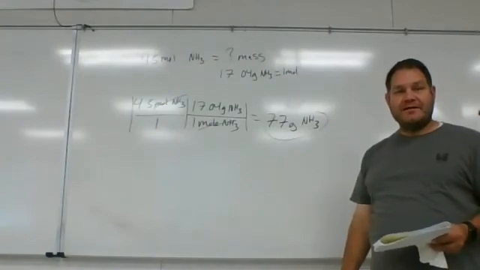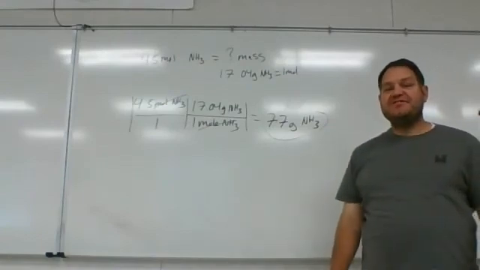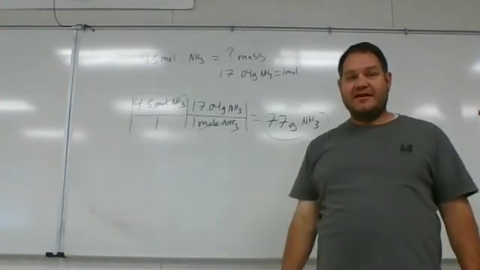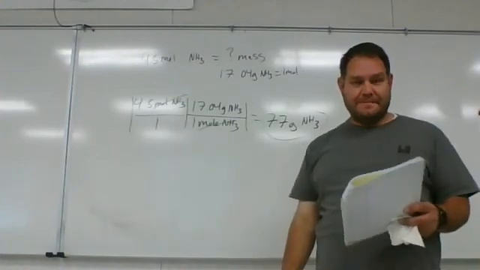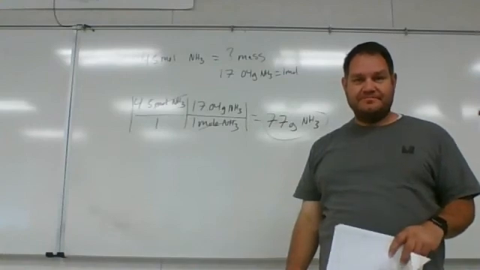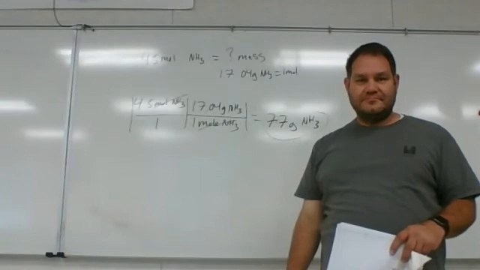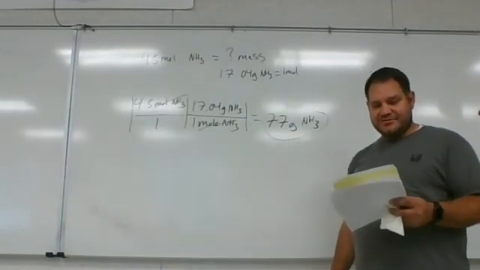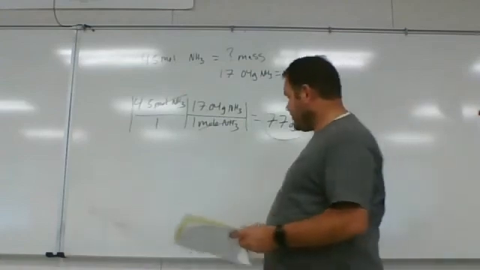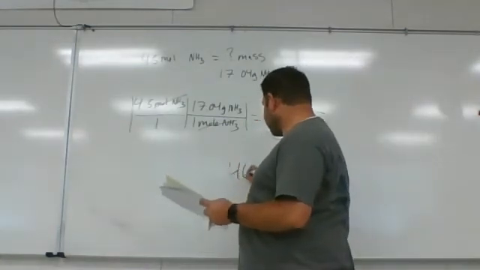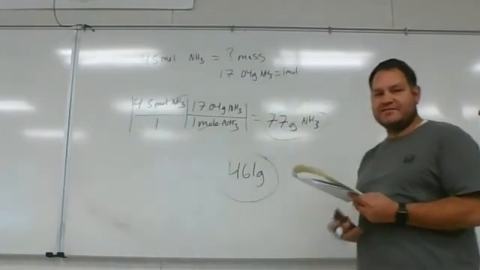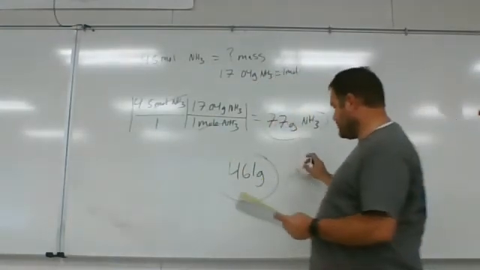Cool. All right. Now, what I want you to do is do the next one on your own. So pause this and work out the next one. Okay. Go ahead and do that. All right. You should have worked out 2B. You should have gotten an answer of 461 grams. Okay. 461 grams would be the answer to that.